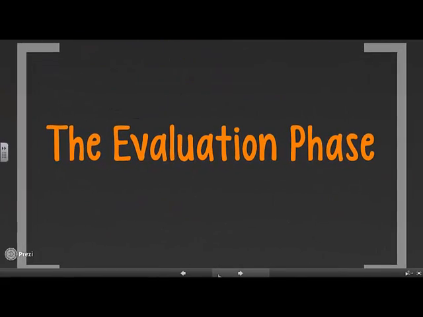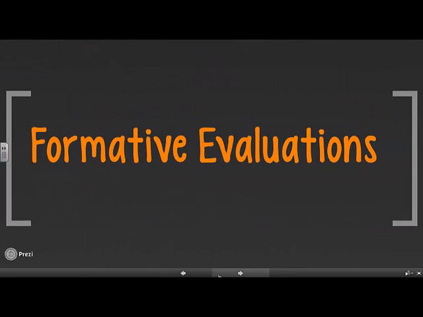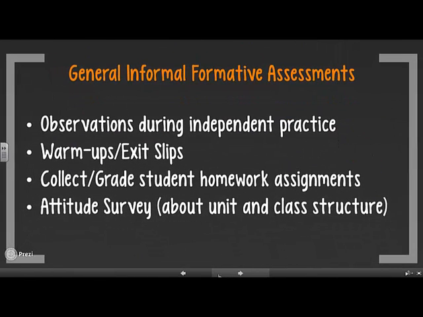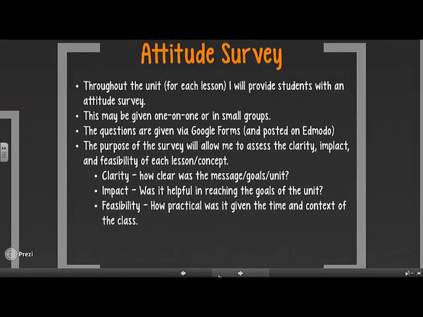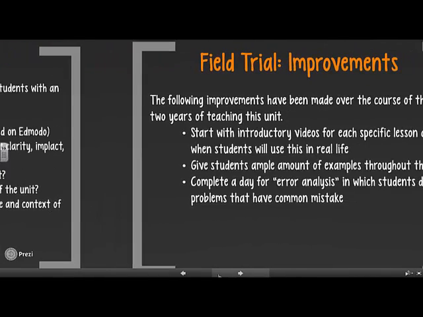The last phase is the evaluation phase. First are formative evaluations. This includes observations during independent practice, warm-ups and exit slips, collecting and grading student homework, whether it's based on completion or just seeing what problems they're getting continually wrong, and then an attitude survey. The attitude survey, which I will show you, is used throughout the lesson, and this may be given one-on-one or in small groups, and then it's given via Google Forms.